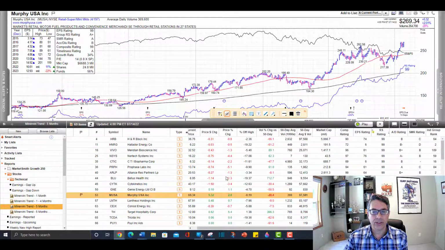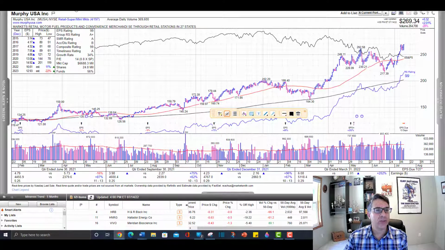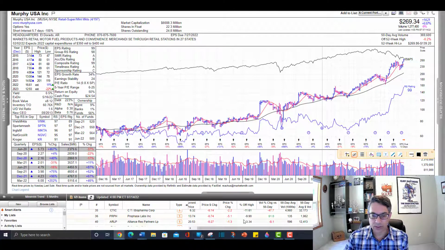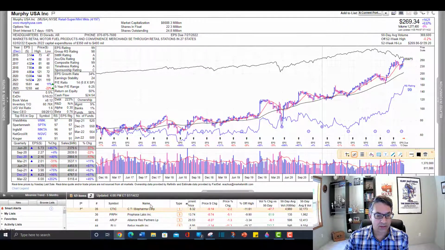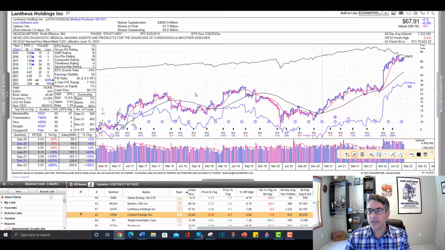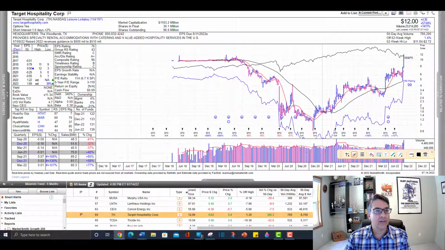Now, if you want to, you can just stay in Marketsmith and you can cycle through on the weekly or the daily chart. I guess here's the weekly. And you can just use your space bar and just cycle through these things. And here's your fundamental information. And you can just cycle through like that. Find yourself a nice looking chart.